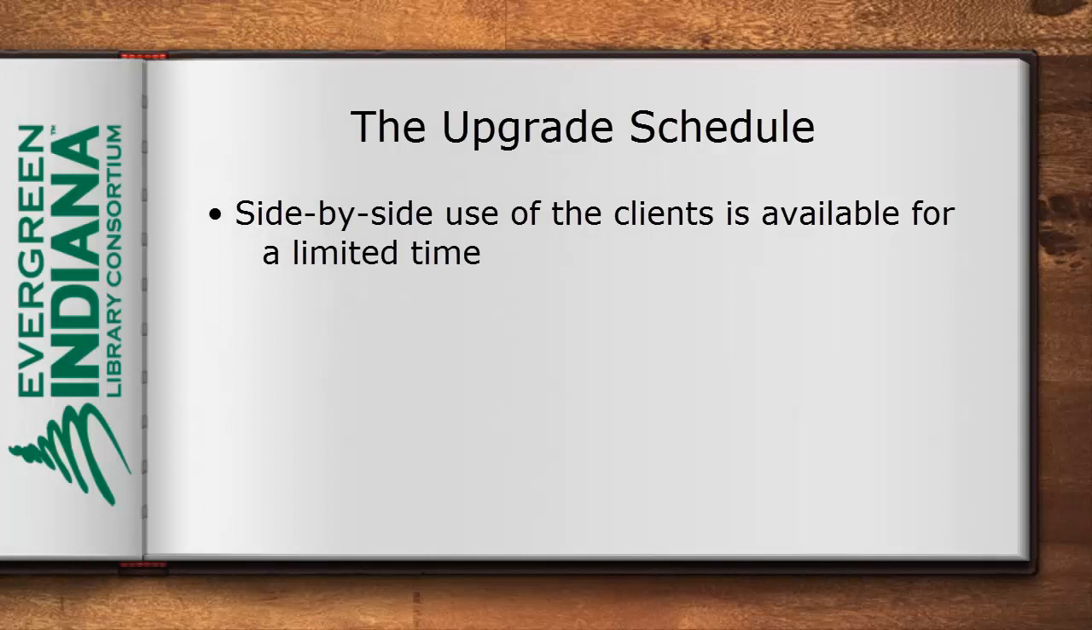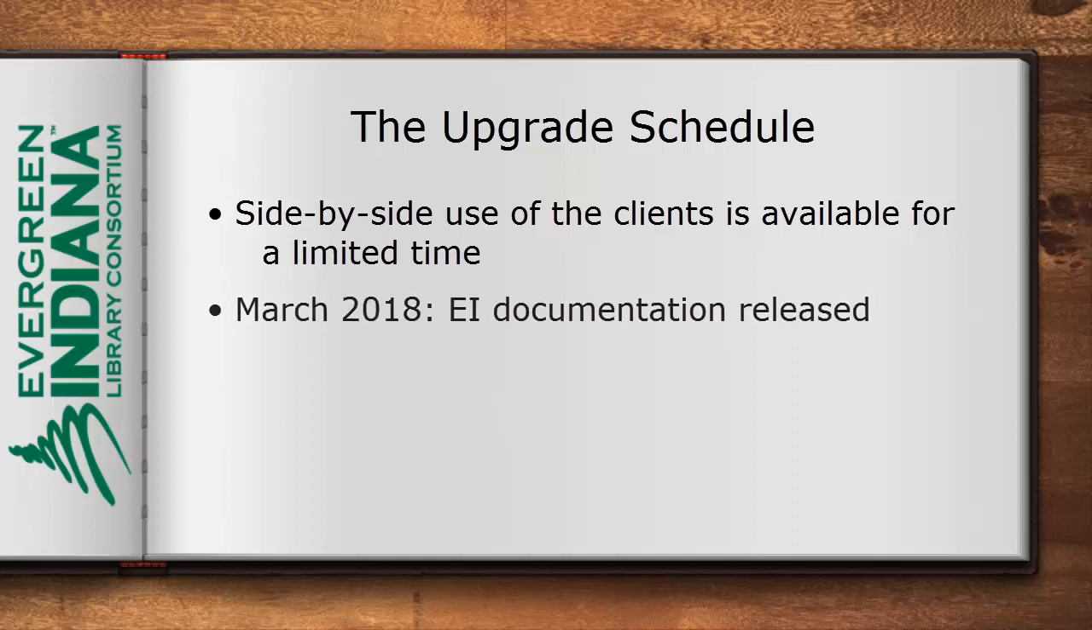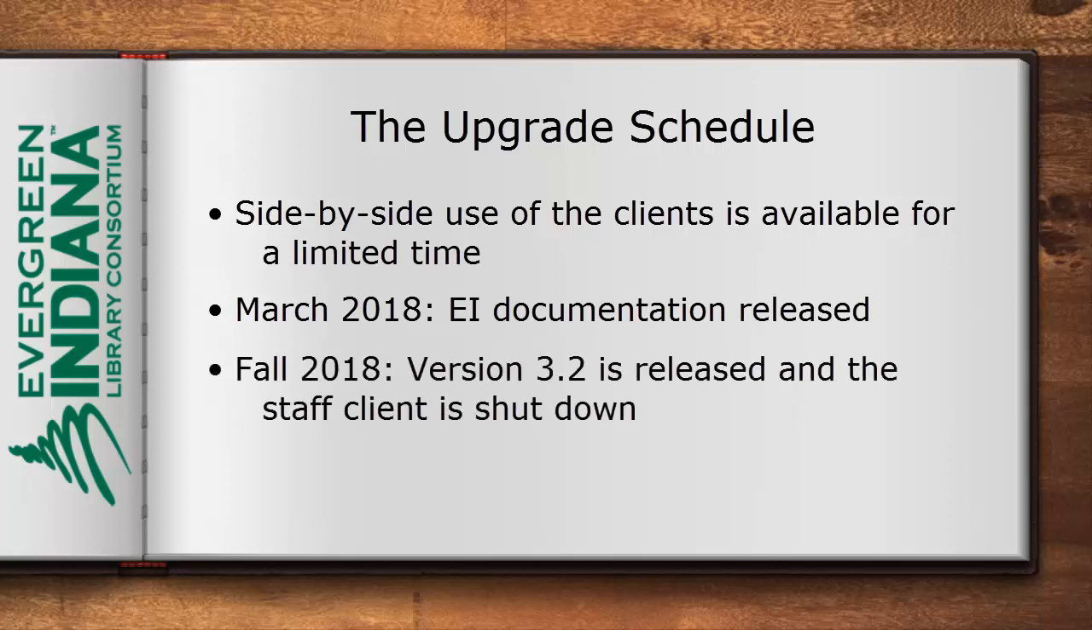Libraries may wish to run both clients side by side for a bit longer as you train locally and some of the bugs are worked out. We anticipate the complete support documentation for cataloging and circulation in the web client will be released in March 2018. The staff client will be removed from production, barring critical function failure in the web client, in fall of 2018 when Evergreen version 3.2 is released.